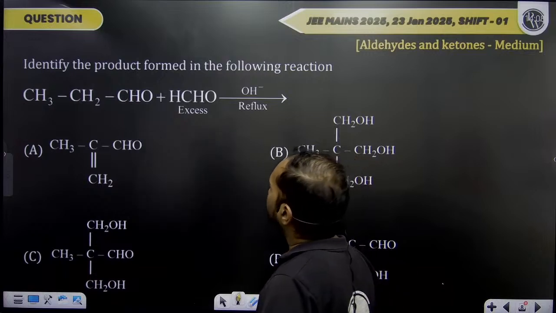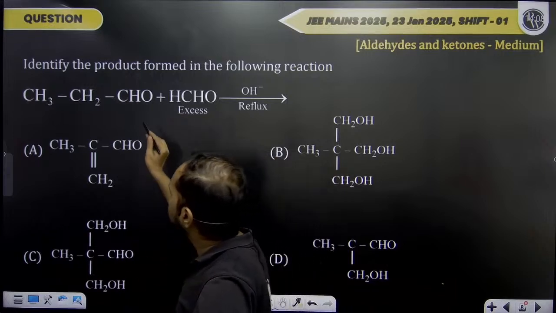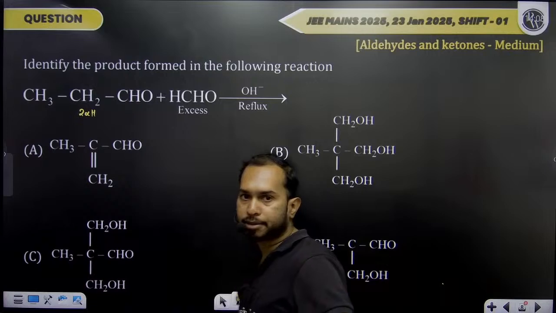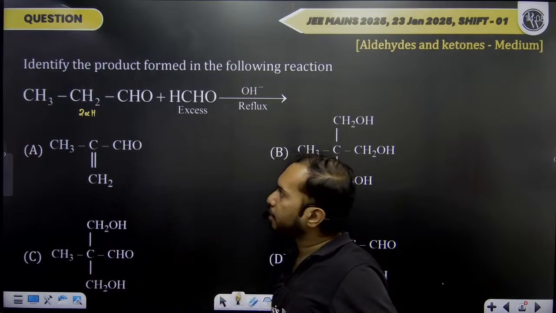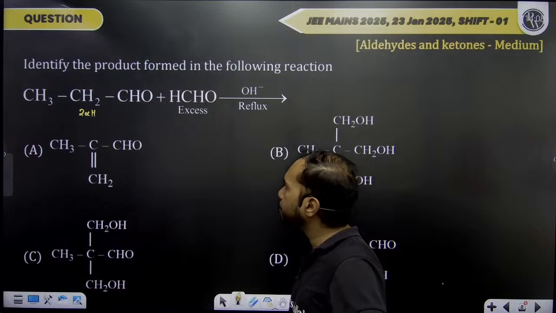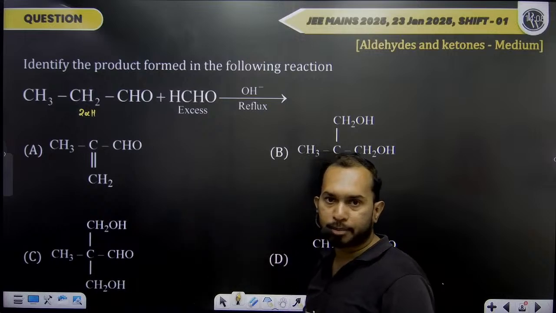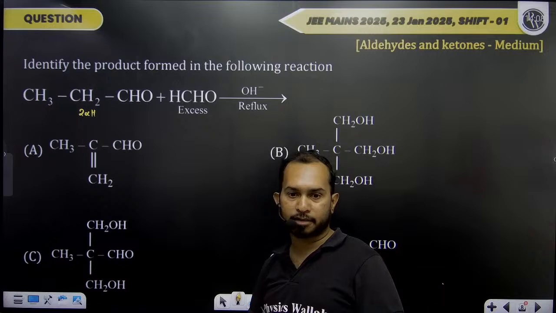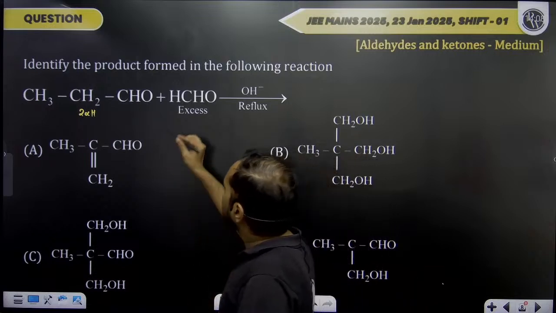Over here, how many alpha H are there in this propanal? 2 alpha H. Formaldehyde does not have any alpha H. So what will happen in this question? For the first 2 times, aldol reaction will happen, and at the third time, the Cannizzaro reaction will happen. Let's try. First of all, what will happen?